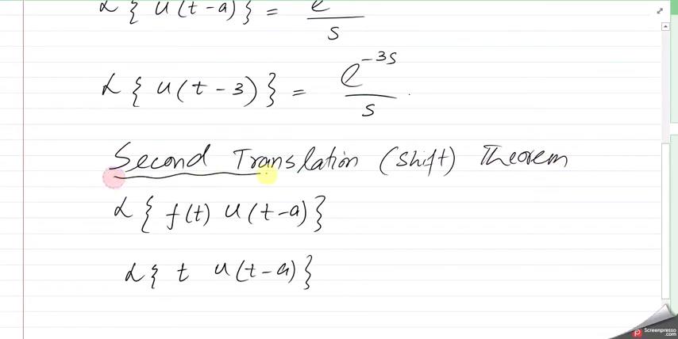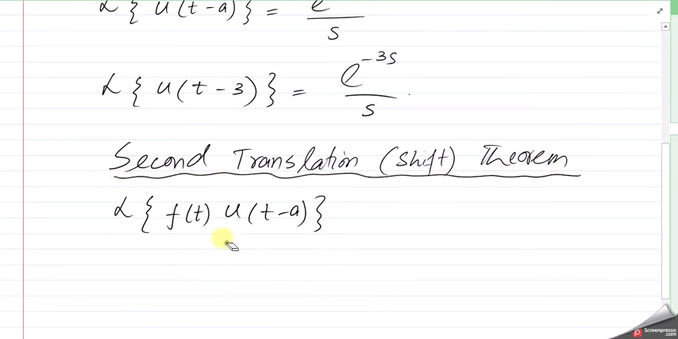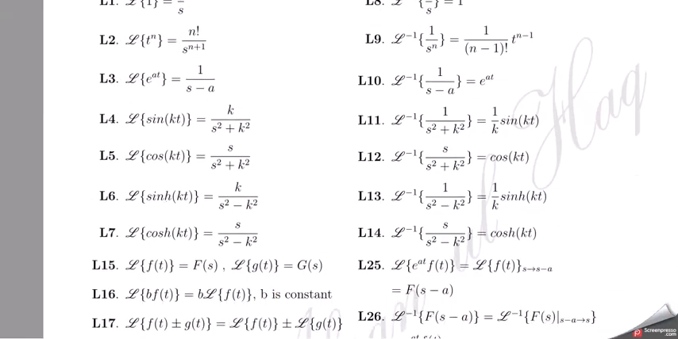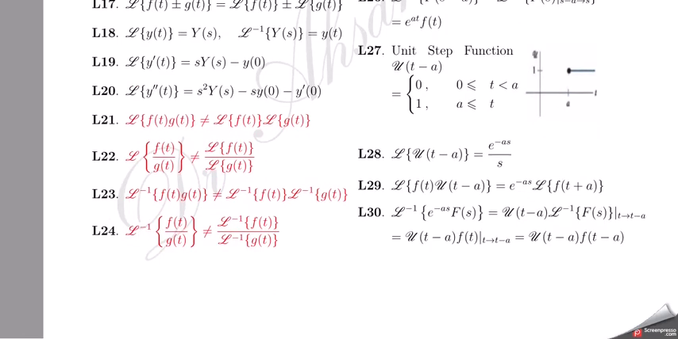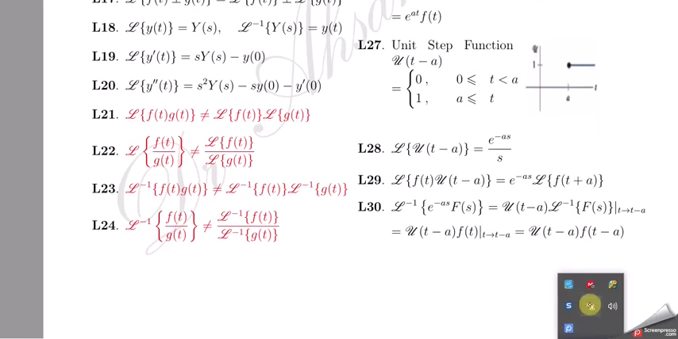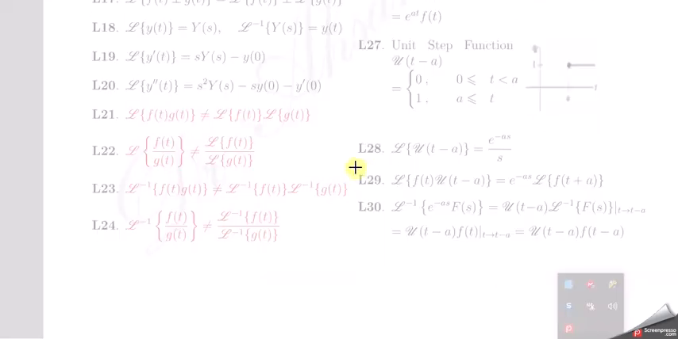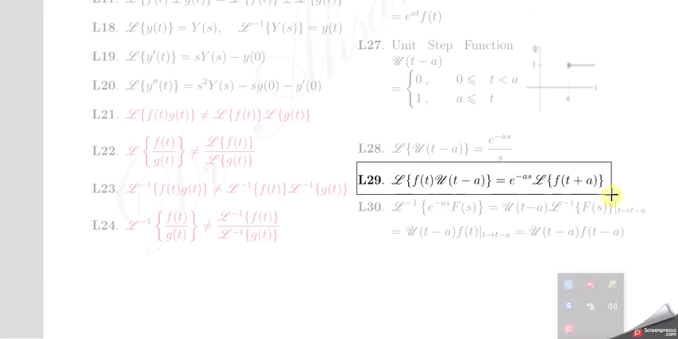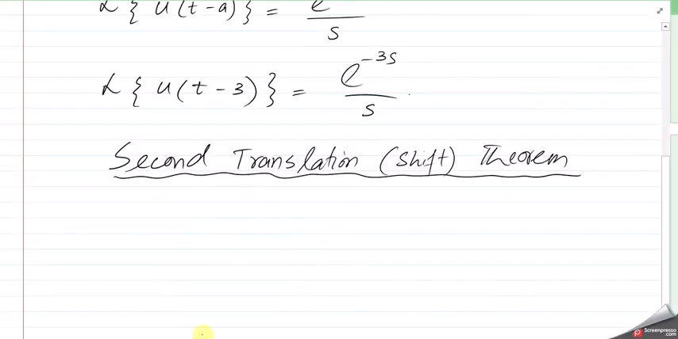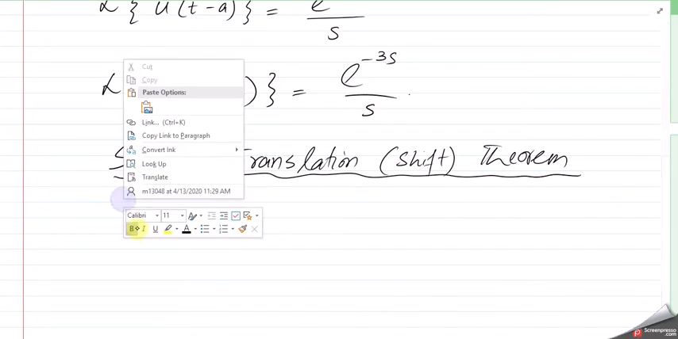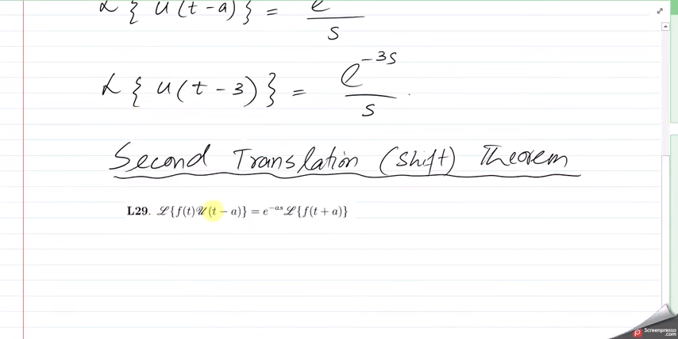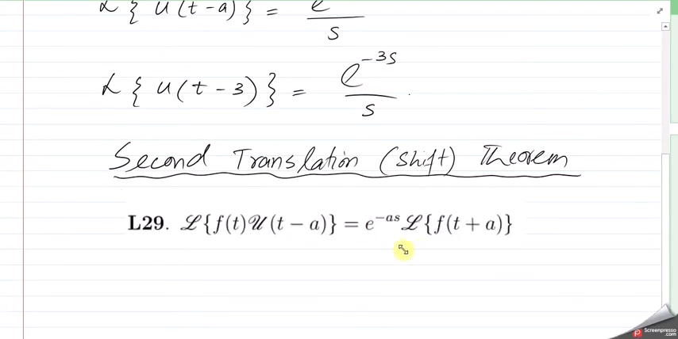I'll copy the formula from the list so that it is easier to remember. I'll write the example again. So here is formula number 29. That's the second translation theorem. I will add one more step in between, which should have been written in the formula, but I'll write it again.